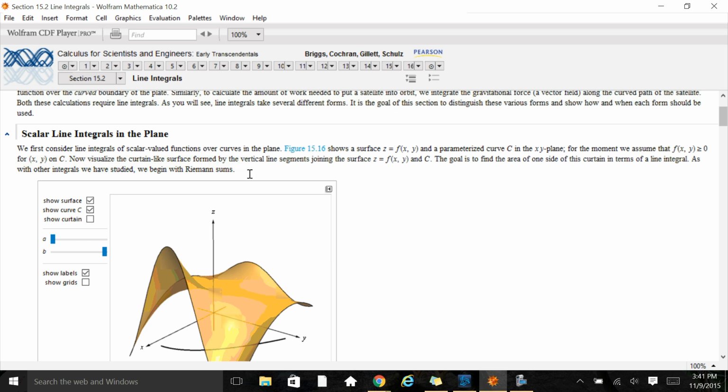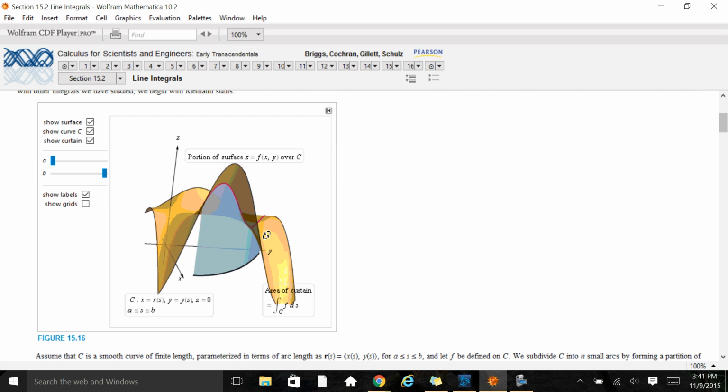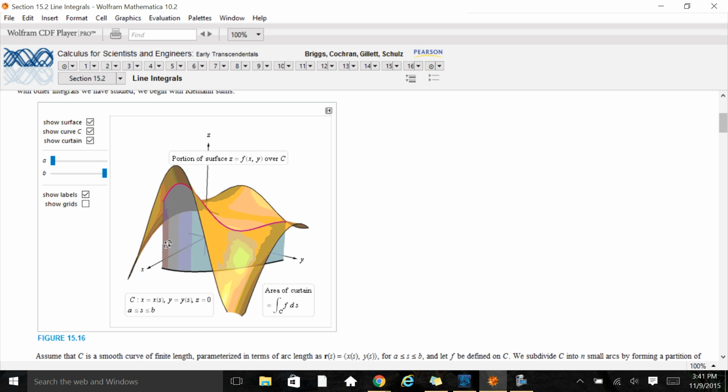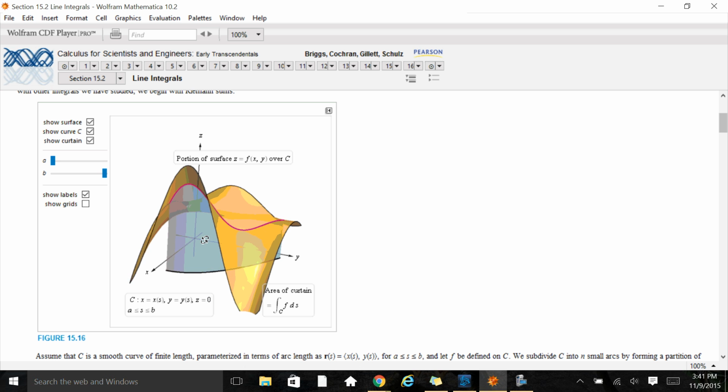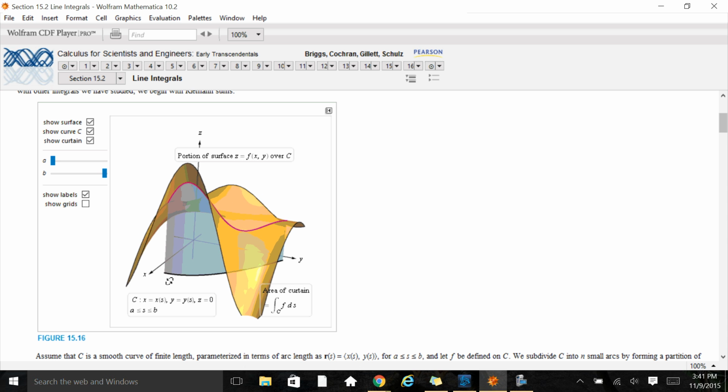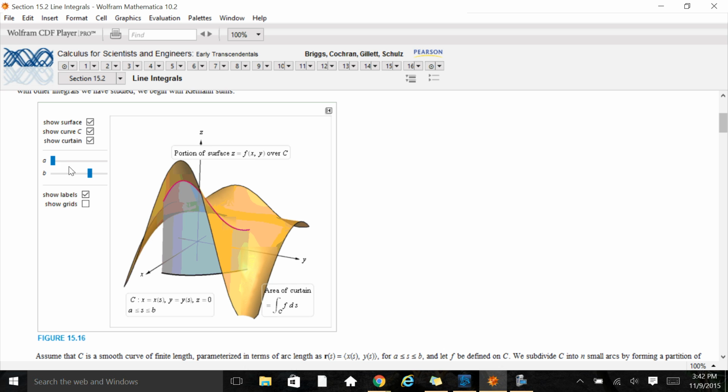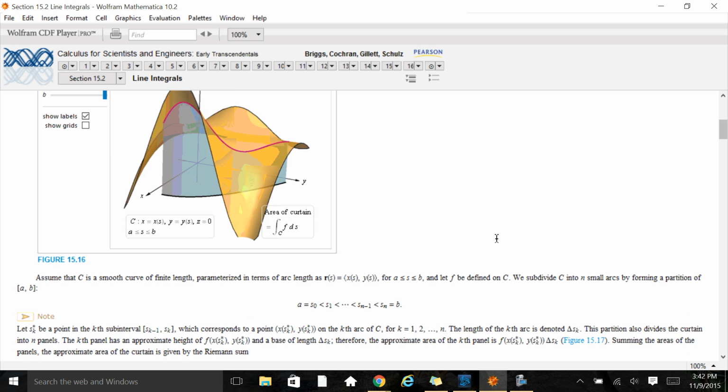As with other integrals we've studied, we can do this with Riemann sums. Okay, so basically what this line integral, which really should be curve integral, is getting us is the area of a curtain that goes from the curve in the plane up to the surface. And as you move A and B around, you can change which little piece of the curtain you're looking for as you set these bounds A and B, but that's basically what it does for you.